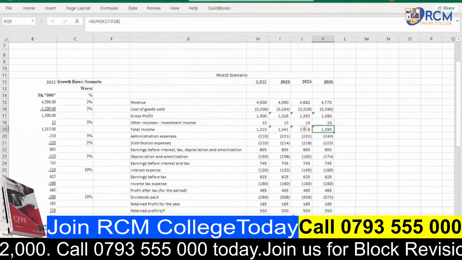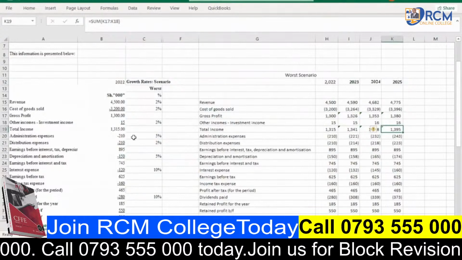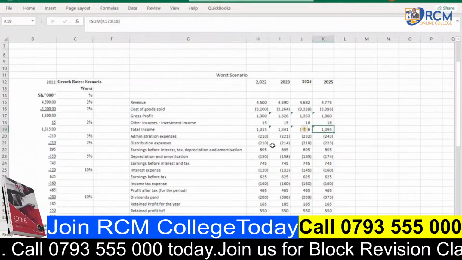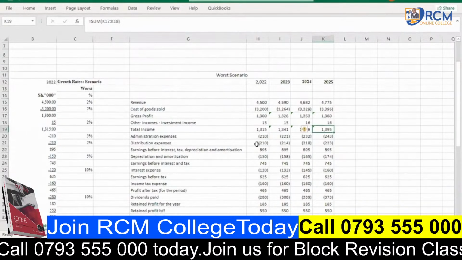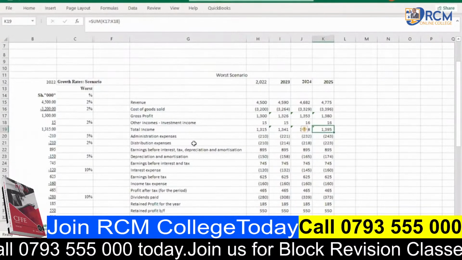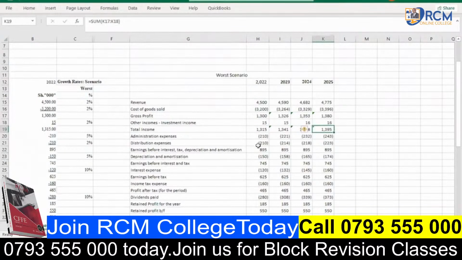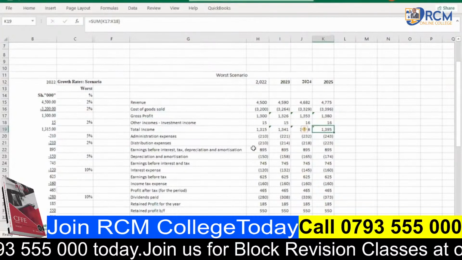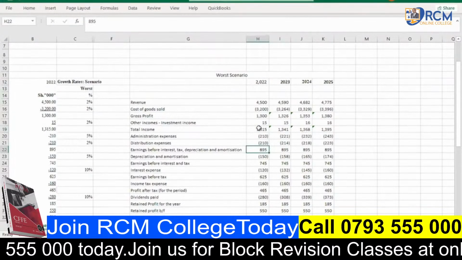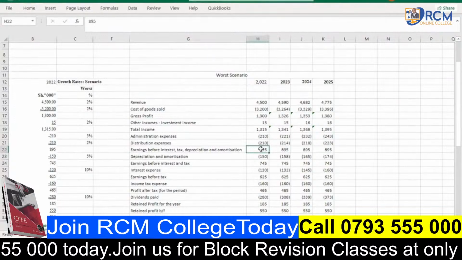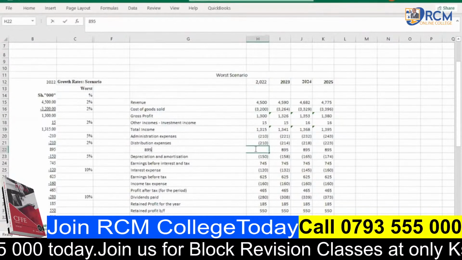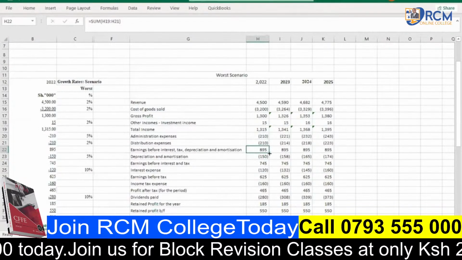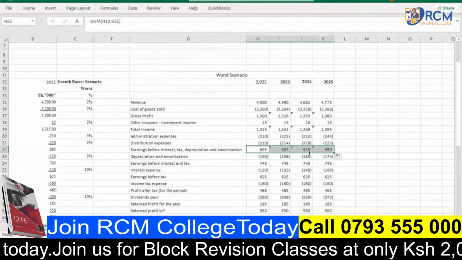Okay, so let's get to administrative expenses. What are they saying? 5% increase. Hiyo iko sawa. Our formula was capturing percentages, increase in terms of percentages all through. So after administrative expenses, distribution expenses, 5% increase. Then earnings before interest, tax, depreciation, and amortization. So that is the difference between total income and these two different expenses. So just join the three. Join the three. And somebody will also just do it that way to get the totals.